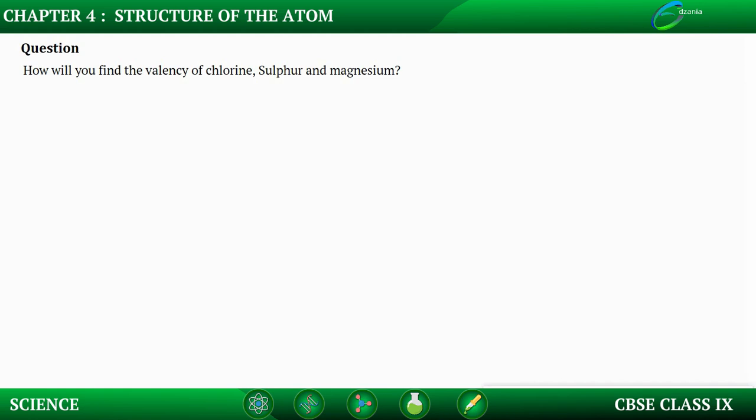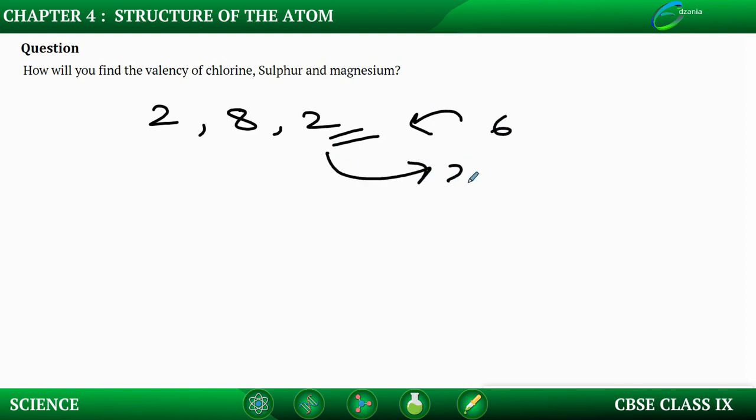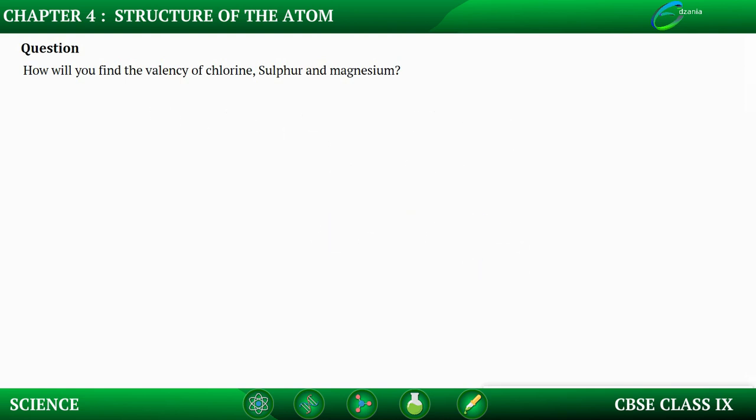The electronic configuration of magnesium is 2, 8, 2. Now magnesium has just 2 electrons in its outermost shell. So instead of gaining 6 electrons, magnesium can give 2 electrons. So this is a much easier job than that. So the valency of magnesium is going to be 2 because it is going to give away 2 electrons to some other atom. So the final answer is the valency of chlorine is 1, that of sulfur is 2 and that of magnesium is 2. We will study about atomic number and mass number in the further topic.